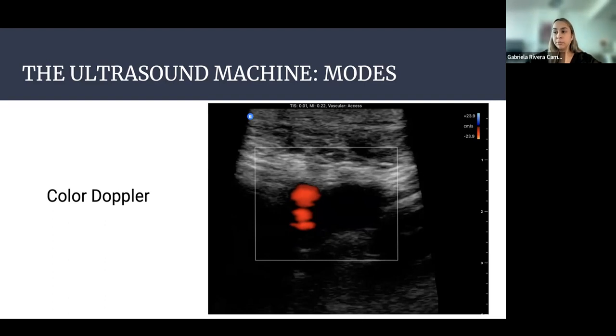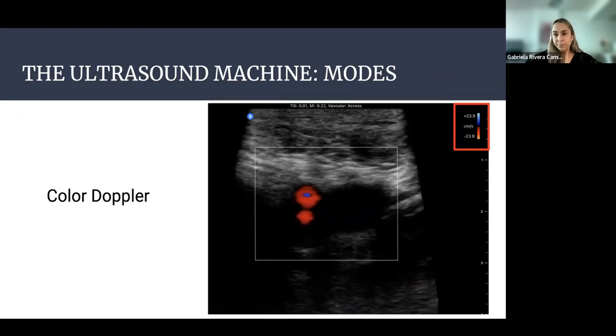Typically, red depicts movement towards the transducer and blue depicts movement away from the transducer. However, this does not always mean that red is an artery and blue is a vein. In addition, the scale can also be manually reversed, such as in this example.